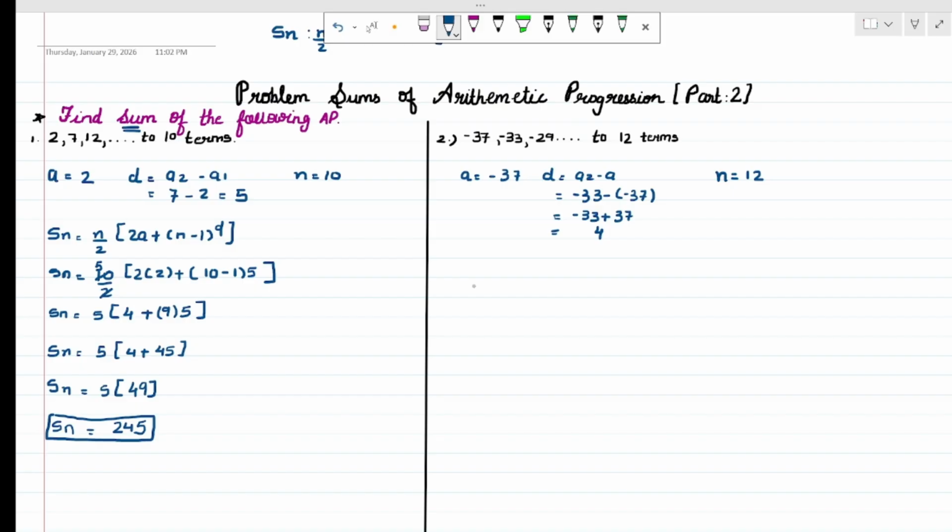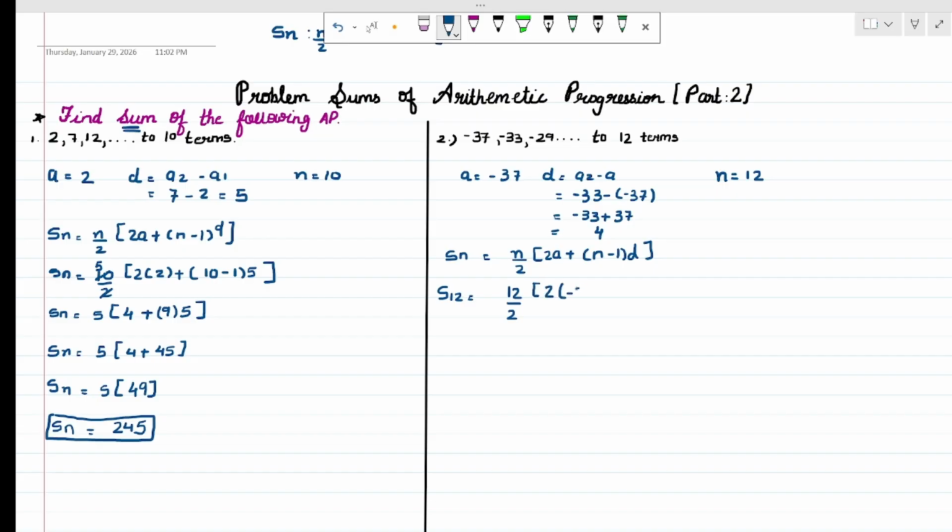Now just substitute the values. What are the values? First of all, write the formula Sn. That means S12 is equal to N upon 2, 2A plus N minus 1 D. Now substitute your formula and your values. S12 is equal to, where is N? Your N is 12. So write 12 upon 2.